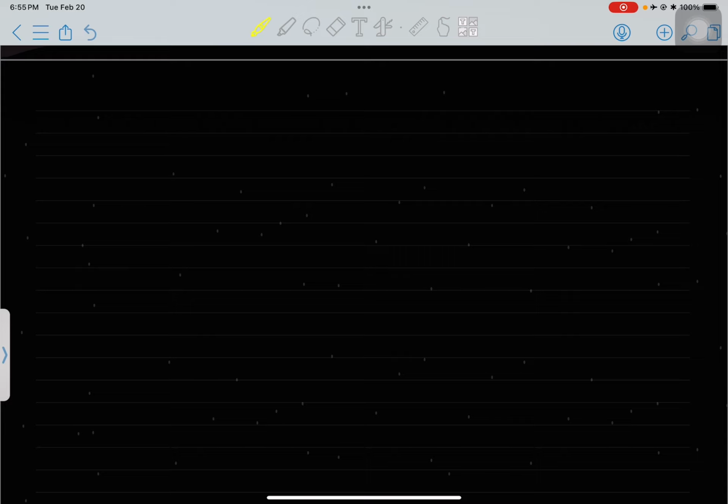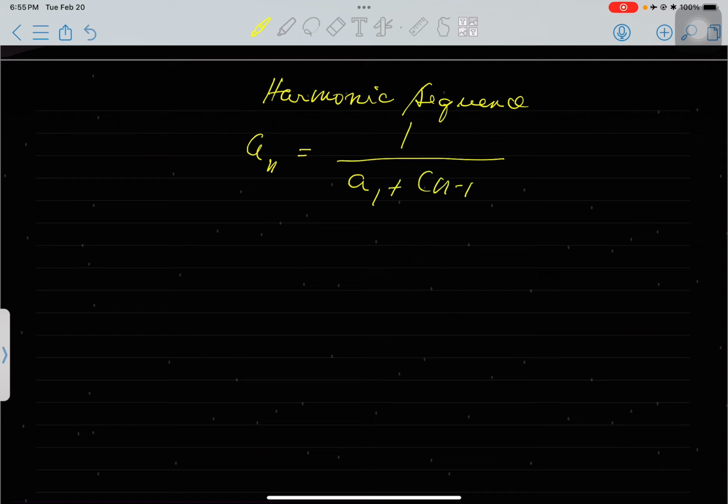Now, let's go to harmonic sequence. Harmonic sequence is the reciprocal of arithmetic sequence. If we are going to use the formula for arithmetic sequence, we will just put 1 as the numerator, then the denominator of that will be the arithmetic sequence formula, and that will give us our harmonic sequence formula. We have here a sub n is equal to 1 all over a sub 1 plus the quantity n minus 1 times d. If you could remember, the denominator itself is the formula for arithmetic sequence. And if you are going to find out the reciprocal of an arithmetic sequence, that will give us harmonic sequence.